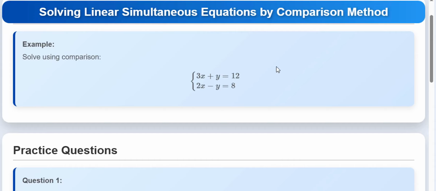Hello, in this lesson, we will learn how to solve simultaneous equations using the comparison method. So, let's say, for example, you are given a system of equations like this, and you are told to solve them using the comparison method. Let me first copy the equations onto my board.